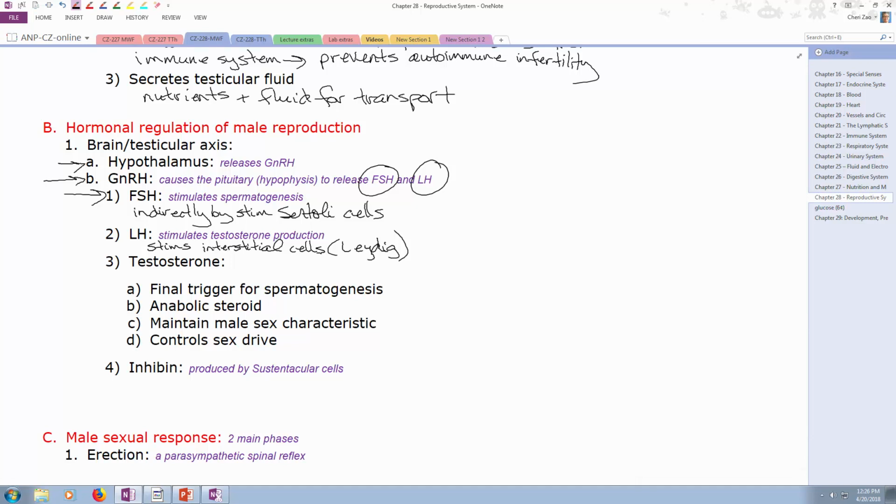Interstitial is in between the seminiferous tubules. It is not in the seminiferous tubules, it is actually outside the seminiferous tubules, and in between all of the coiling up is where we'll find those interstitial cells. So once LH is released, we get testosterone from these interstitial cells. The important thing about testosterone here is high levels of testosterone cause negative feedback on GnRH release.